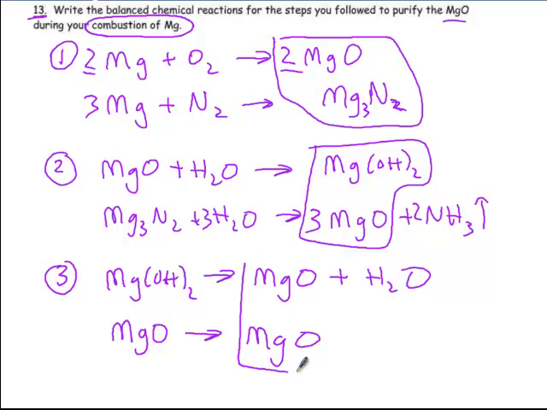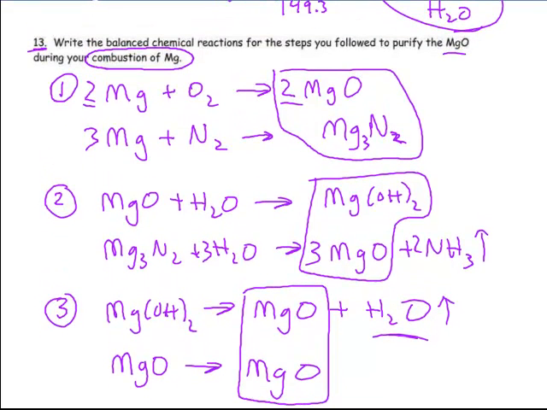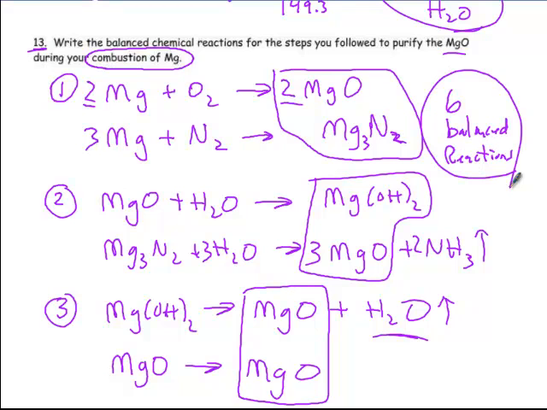And so now left in our crucible, because we're heating it with a Bunsen burner, the water will be evaporated away, we have purified our magnesium oxide, and those are the steps that we followed in our lab last week. And so tomorrow on your test, I am going to ask you for these 6 balanced chemical reactions. All right, so there it is. Good luck.